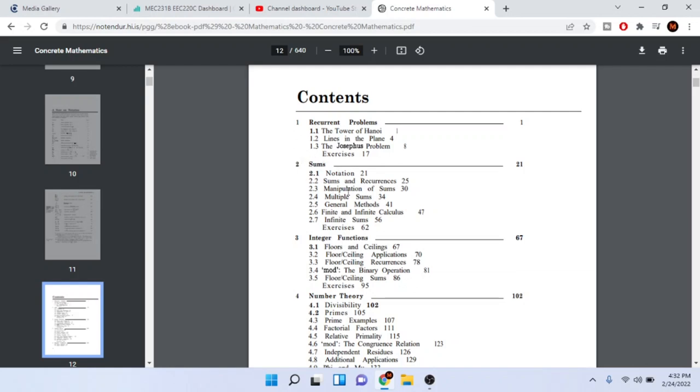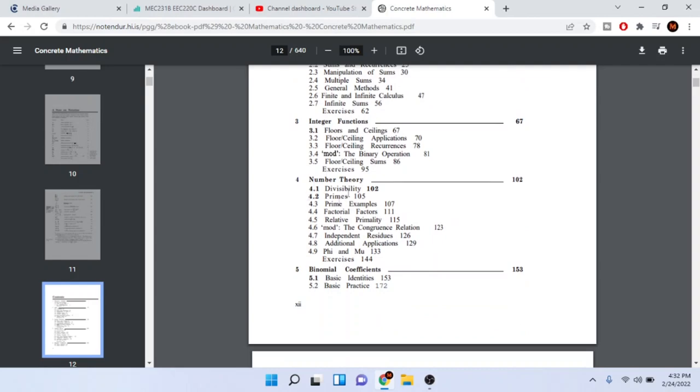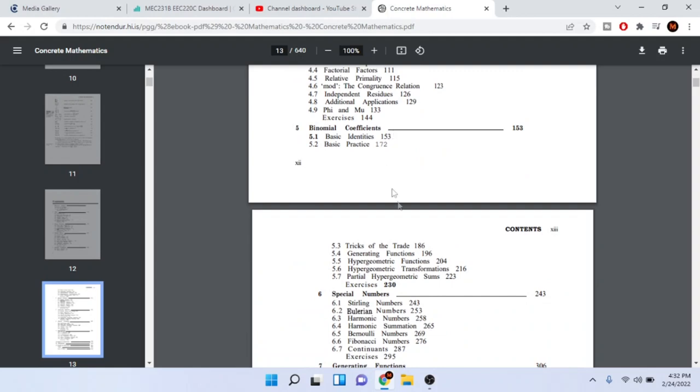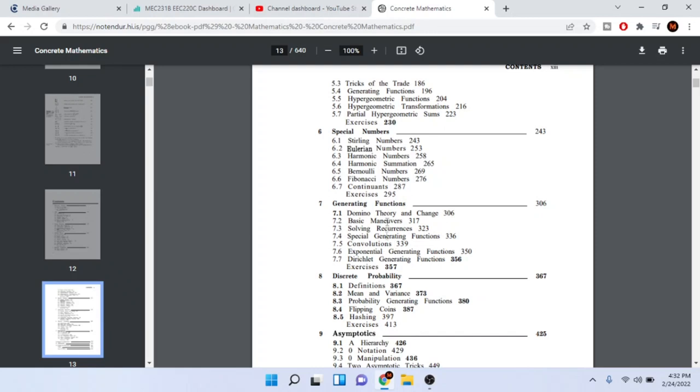There are also sums, where you go over how to solve recurrence relations, which is similar to doing recursion. Solving recurrence relations and writing for loops is very similar to sums. Then it goes over number theory, the basics of number theory, which is also part of competitive programming. You have binomial coefficients, which is something else. But after that, they have generating functions, and this is a thing also in competitive programming.